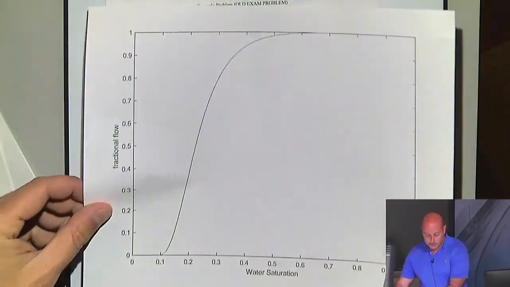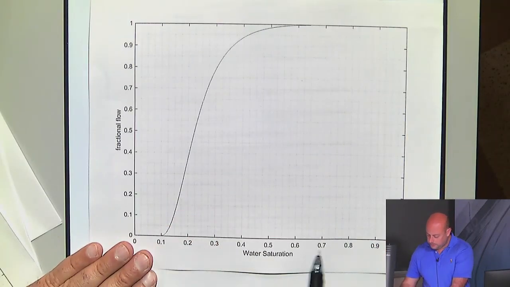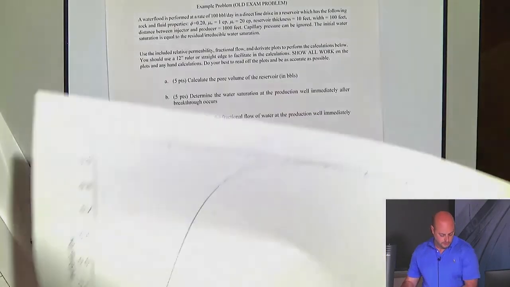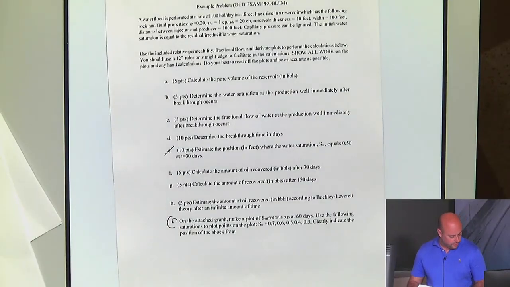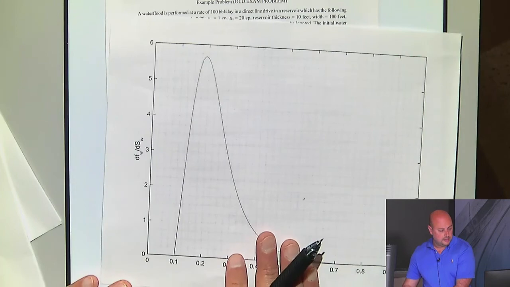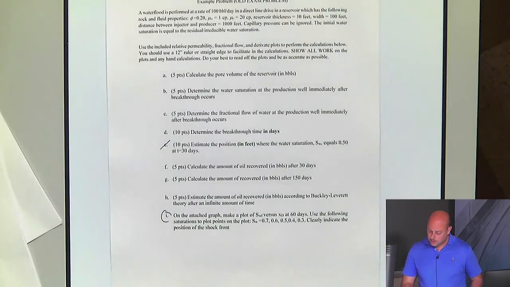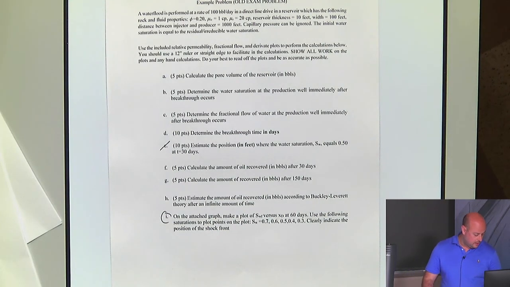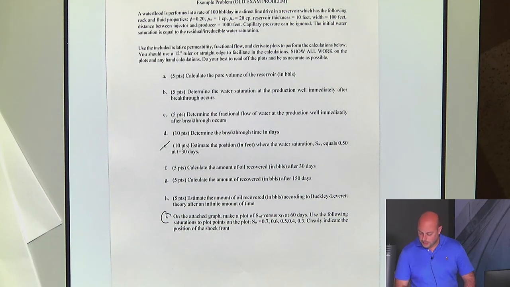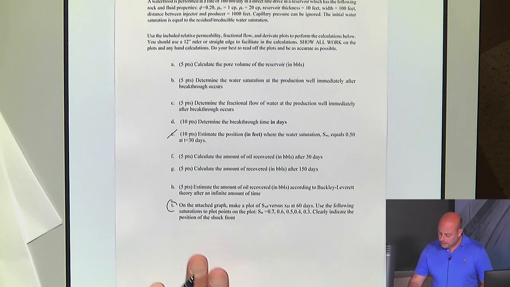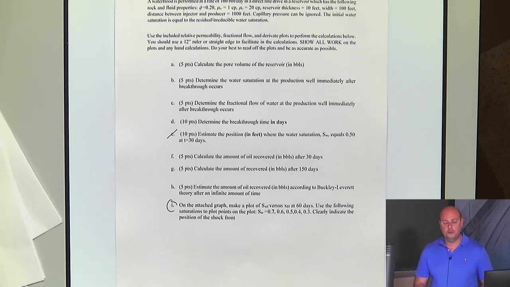I gave you the fractional flow curves, right? So this is fractional flow versus water saturation, a typical curve. And then I gave you the derivative of that, so dfw/dSw versus water saturation. We use those to calculate things like the saturation at the waterfront and things like the breakthrough time. What we didn't get to is part I, and let me just back up.